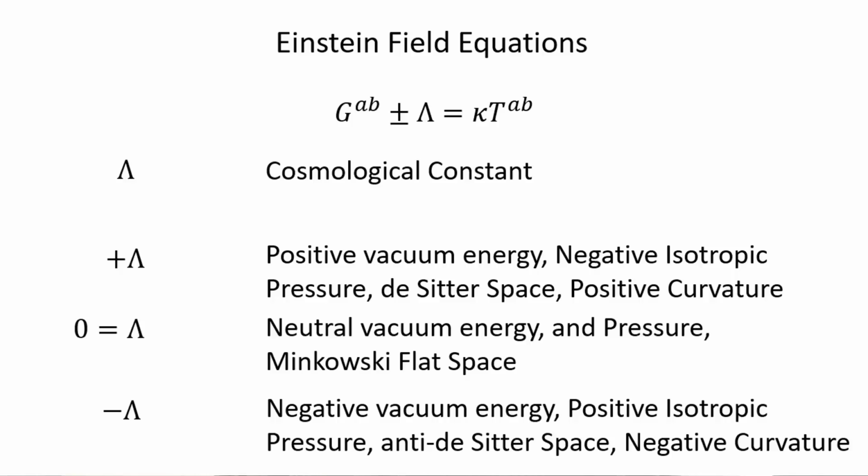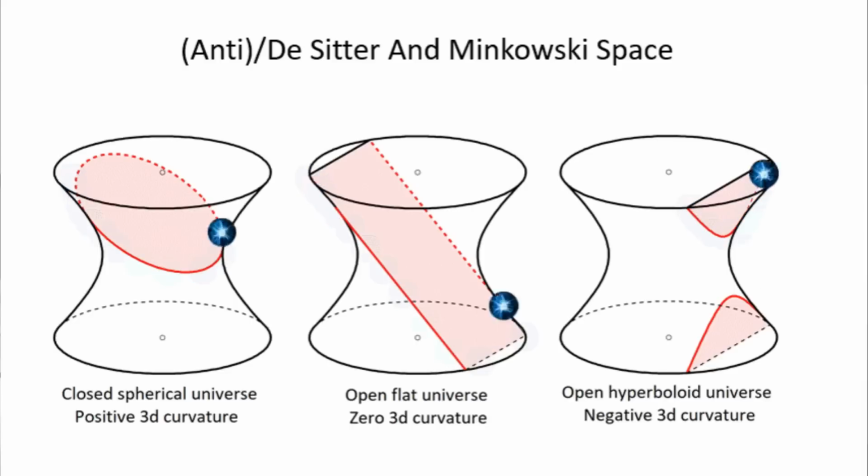Now, there are three parameters for the cosmological constant. It can take on a positive value with a negative isotropic pressure, which creates positive curvature. We call this a de Sitter space.